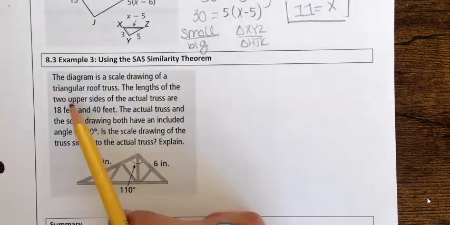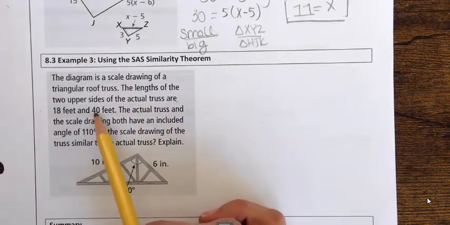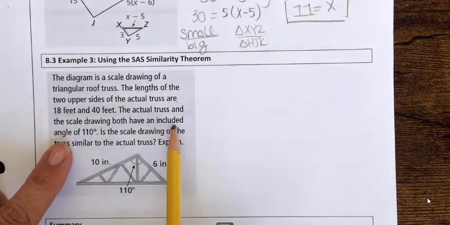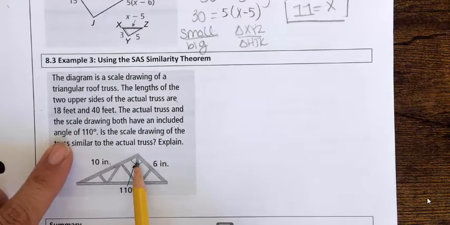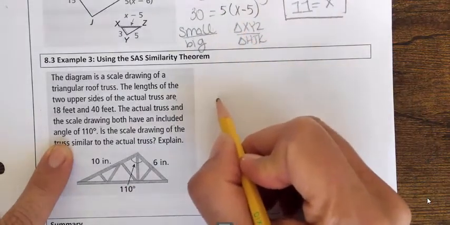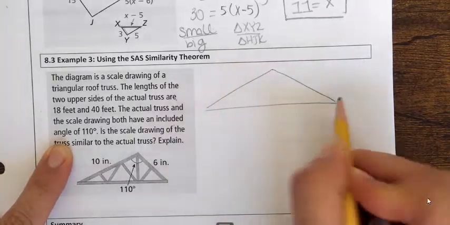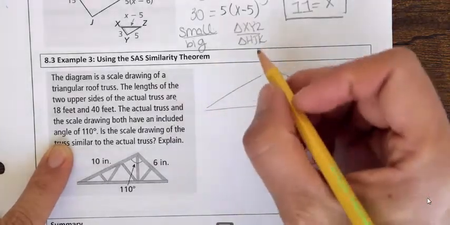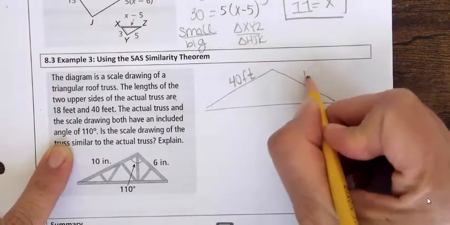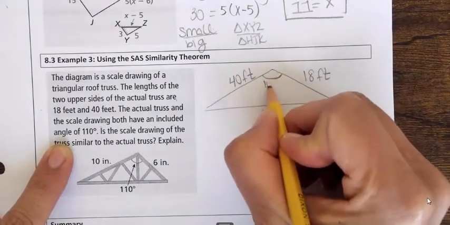Okay, the lengths of the two upper sides of the actual truss are 18 feet and 40 feet. The actual truss and the scale drawing both have an included angle of 110 degrees. So this is just the scale, but you've got this actual roof truss that maybe you've also seen on the back of big trucks being hauled away. This one's going to have 40 feet, 18 feet, and the angle in between is also going to be 110 degrees.